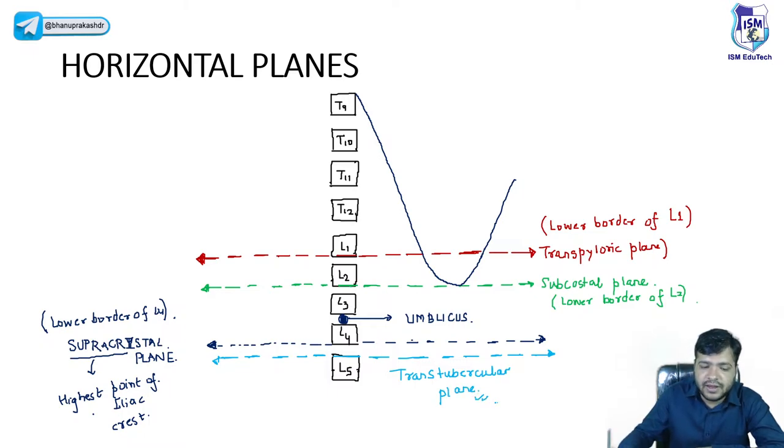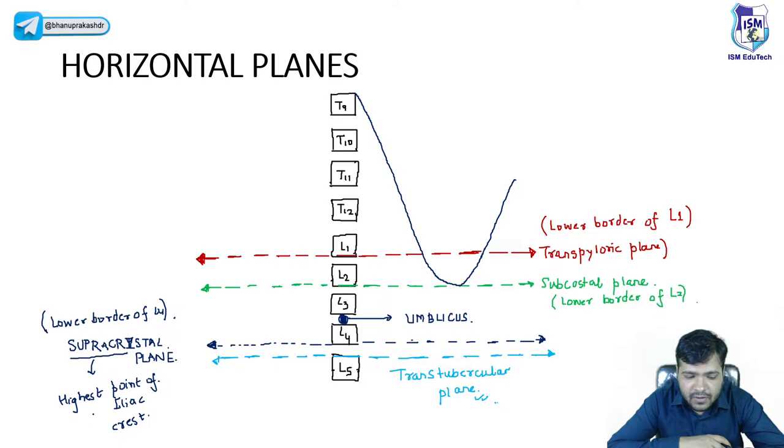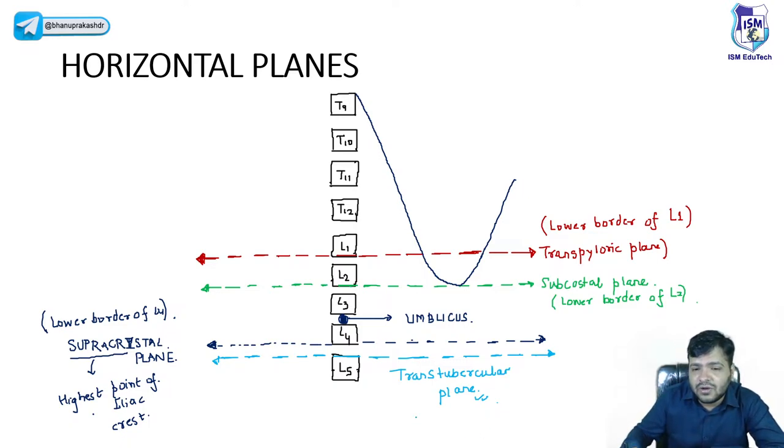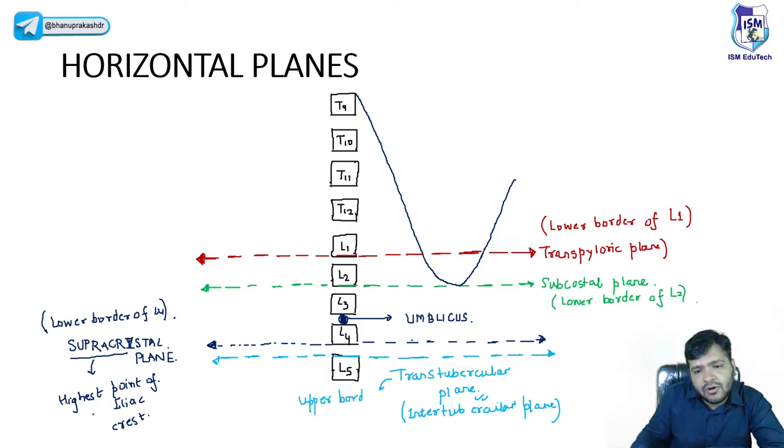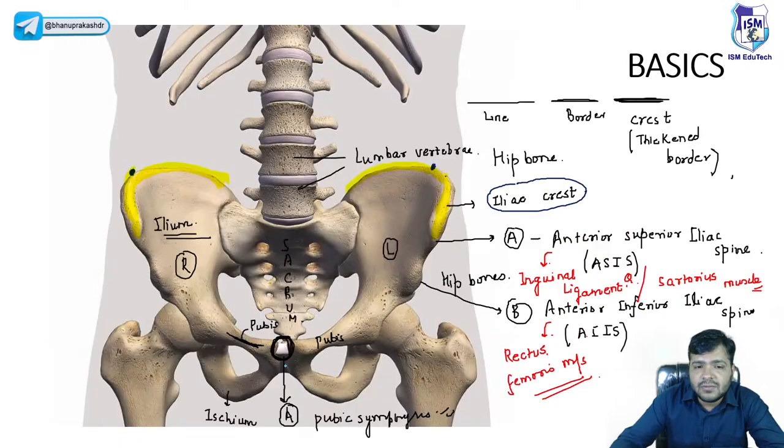Transtubercular plane, and you already know that. Or it is also called the intertubercular plane. Both ways, intertubercular plane, and it is present at the upper border of L5. And why is it called the transtubercular or intertubercular plane? Now beta, remember this iliac crest has a tubercle, and that tubercle is called the iliac tubercle, the tubercle of the iliac crest.